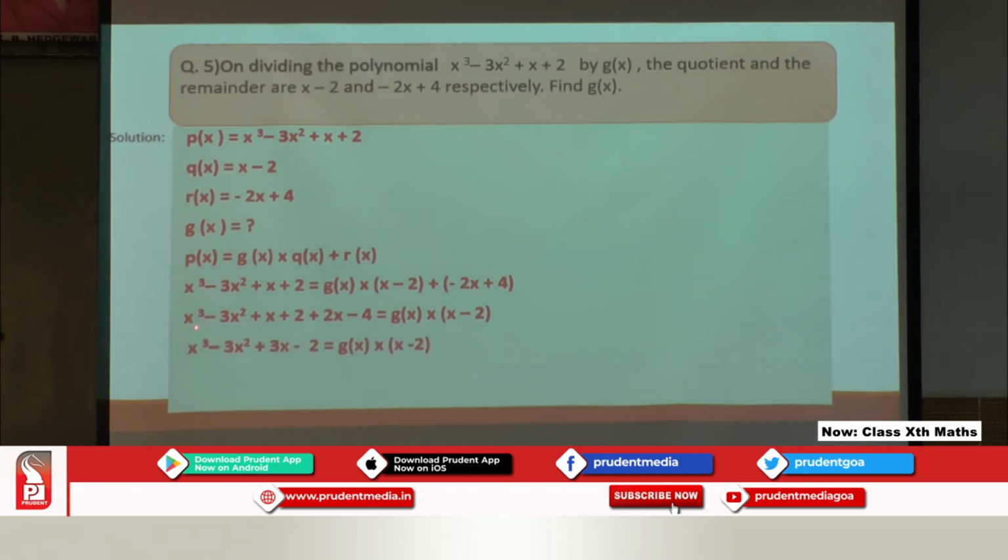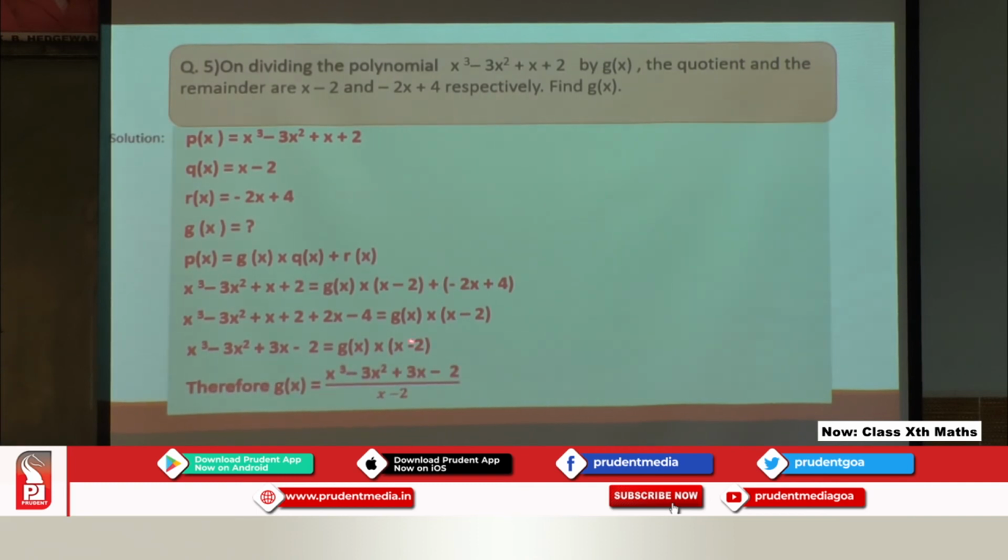Now therefore, x cube minus 3x square, here you can see x and 2x, they are like terms, so we can add this. So 1x and plus 2x both are positive, so add this, that is plus 3x minus 4, and here plus 2, these two constants we should subtract. Minus 4 plus 2, that is minus 2, greater number is negative, so minus 2, that is equal to g of x into x minus 2.